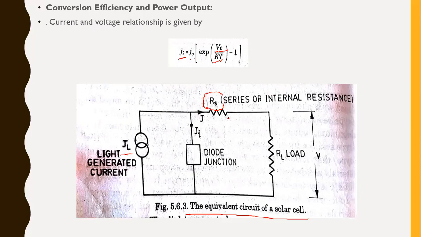And the light generated current acts as a constant current source, supplying current either to the junction or to a useful load. It depends upon the junction characteristics first, and also on the value of the external load resistance R_L.